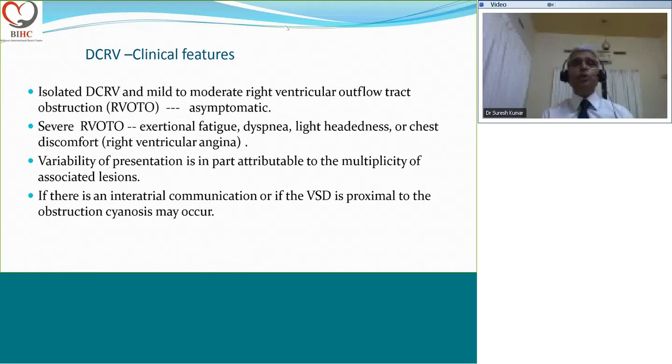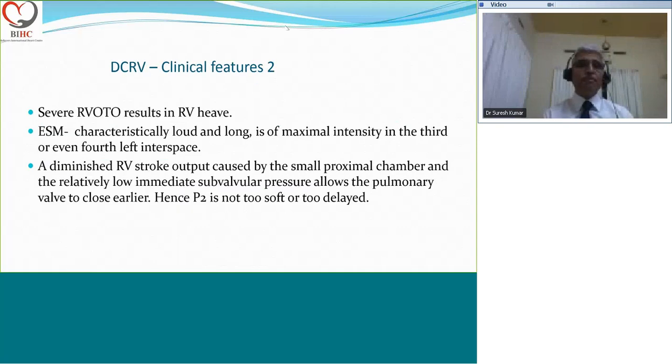Severe RVOT obstruction can result in a low left parasternal heave and a long ejection systolic murmur, no click. And remember, the RV stroke output is diminished, and the small proximal chamber and the subvalvular pressure is rather low, and because of this, the pulmonary valve tends to close early. As such, less output is negotiating the pulmonary valve, and the immediate subvalvular region has a lower pressure. This allows the valve to close early, so that you don't find too much of a delay in the P2, and you don't find the P2 to be soft.